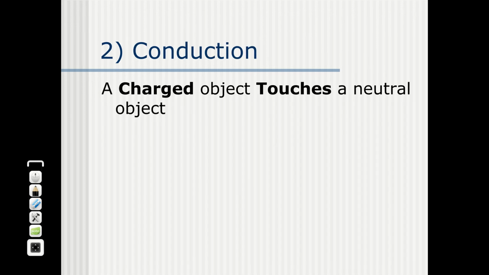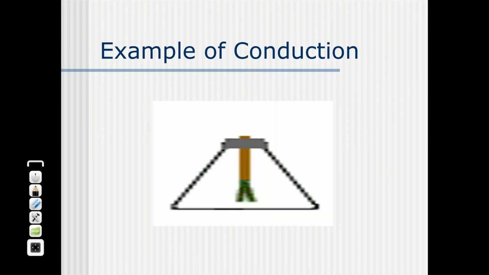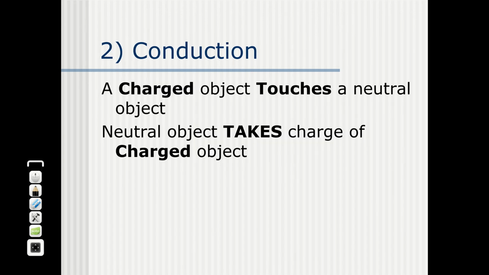Conduction is where a charged object touches a neutral object. Okay? A charged object touches a neutral object, so we're not rubbing them together. We already have some object that is charged. How did it get charged? Who cares? Probably from friction or something, but who cares?